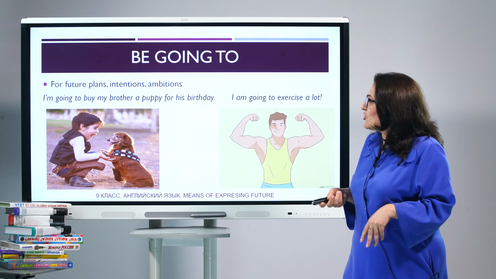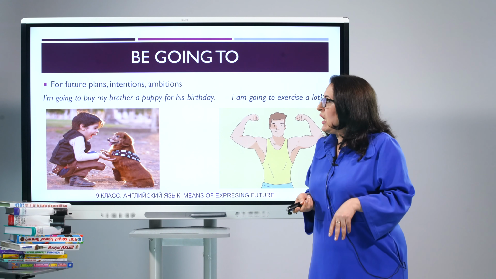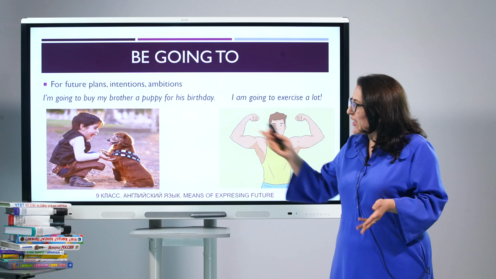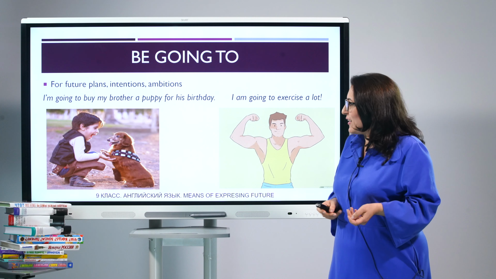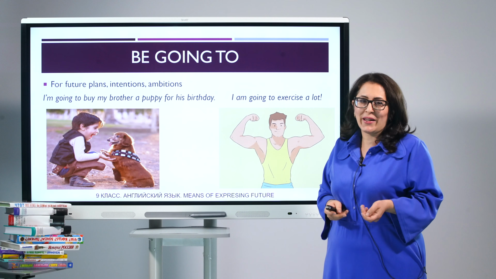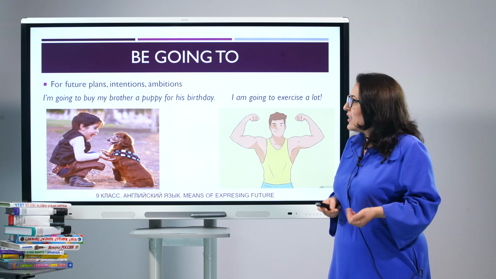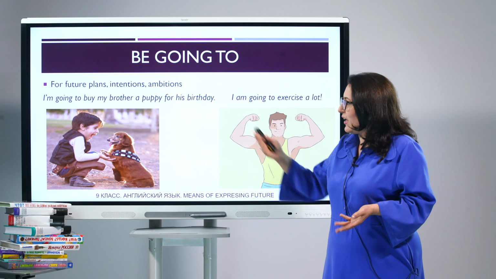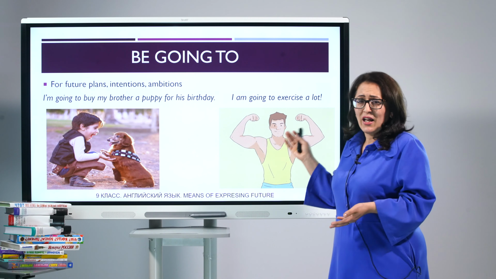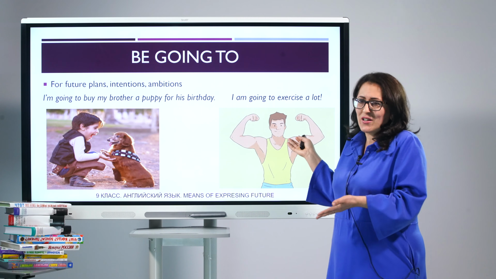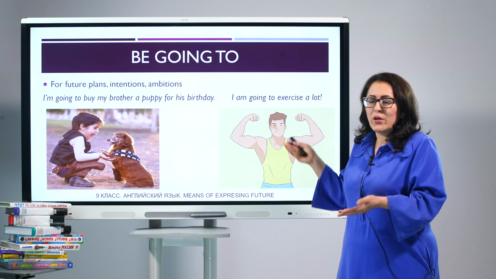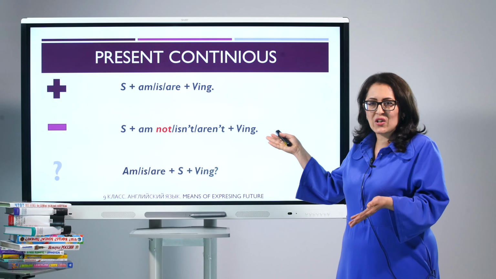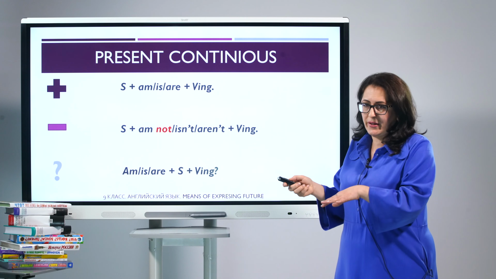To be going to construction is again for expressing future plans, intentions and ambitions. Look at this cute picture of a boy with his present, a puppy. His brother made him this present. He told me, "I'm going to buy my brother a puppy for his birthday," and this photo shows his intention. Intention in this very picture is also clear. This boy is going to exercise a lot. Present continuous, the grammatical structure is clear, not is not contracted. I will not stop here, guys.